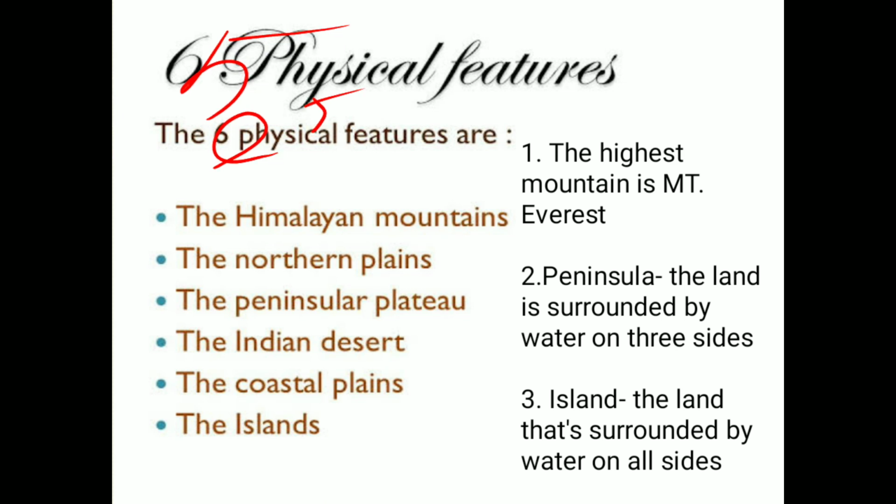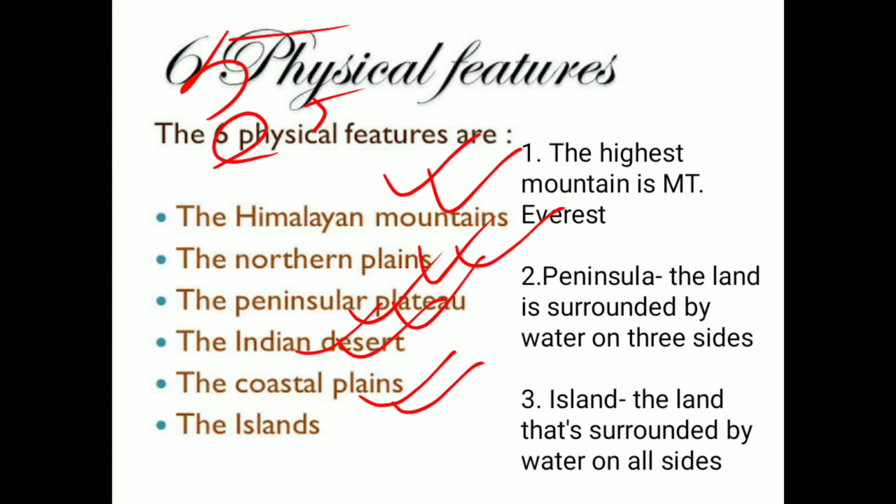The northern Himalayan mountains, northern plains, the peninsular plateau, Indian desert, coastal plains, and islands. Coastal plains are also known as the coastal regions. But before that we need to know some facts. What are mountains? Mountains are very high areas with steep slopes.